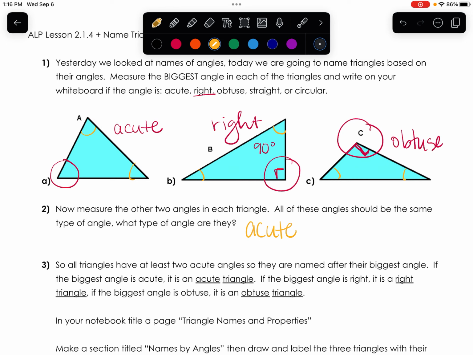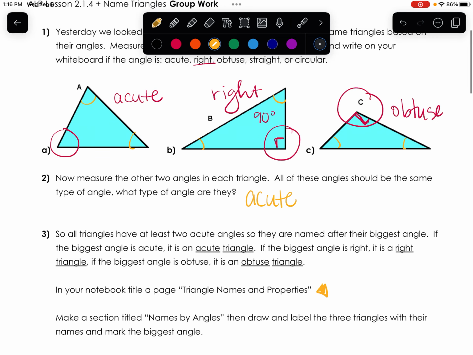So you want to go ahead, open up a new page in your notebook, label it triangle names and properties, then add a section that says names by angles, and you can draw those three triangles at the top there, label them acute, right, obtuse. Make sure you show that we're looking at the biggest angle in each of those for the name. And you can pause this here and jot that down.